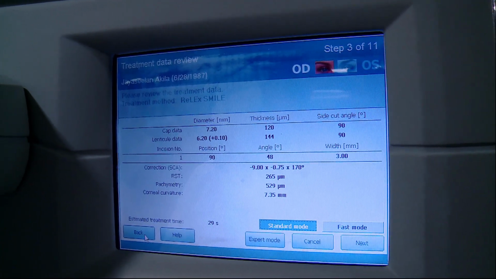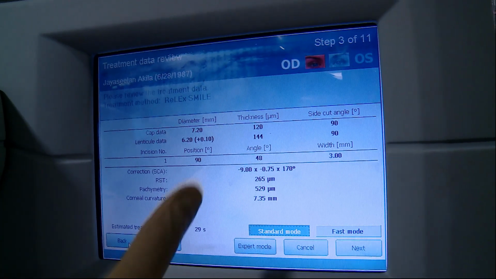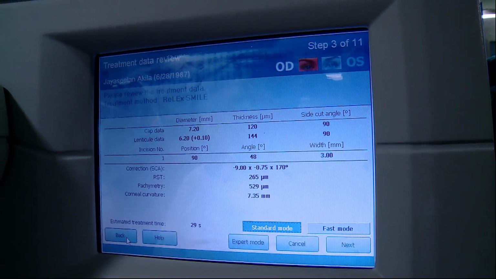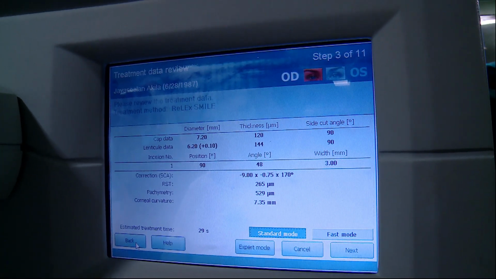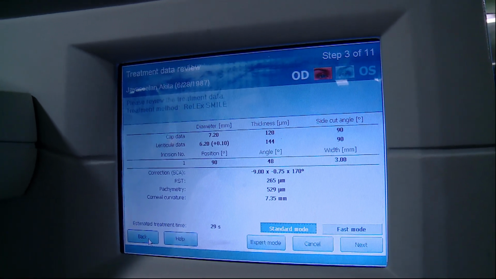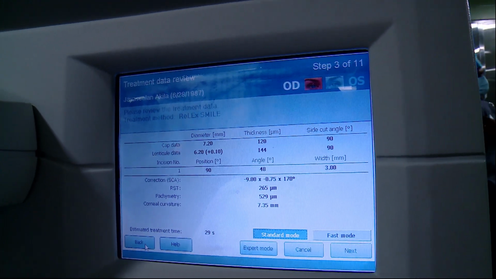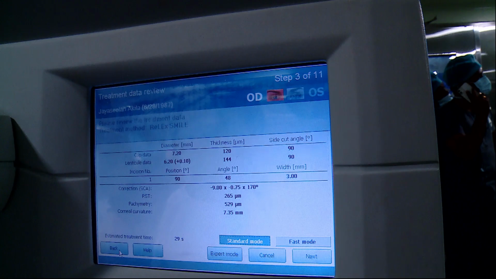The lenticule will be of 6.2 millimeters. In this particular case, the patient has a power of -9 with 0.75 cylinder. So the total residual stromal thickness is 265. She had a starting thickness of 529. So these are the settings that we are going to have.